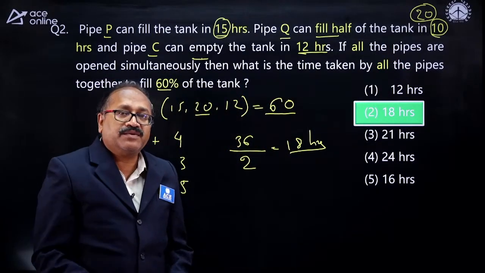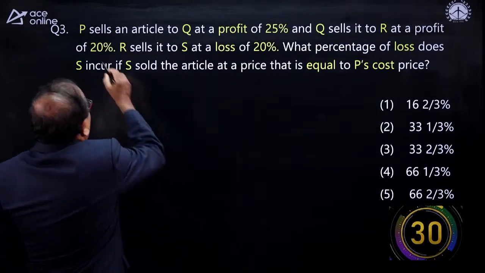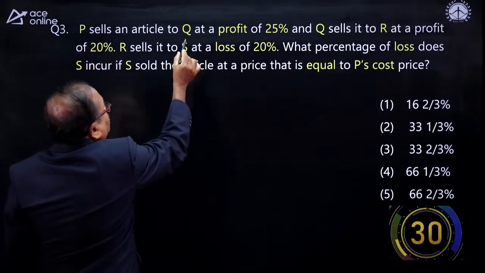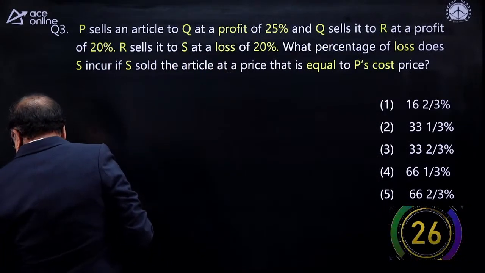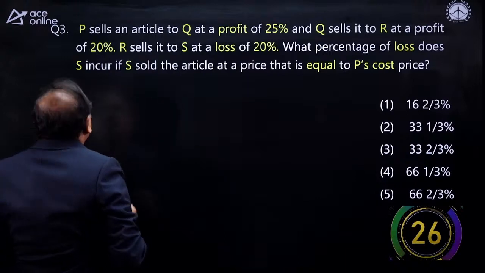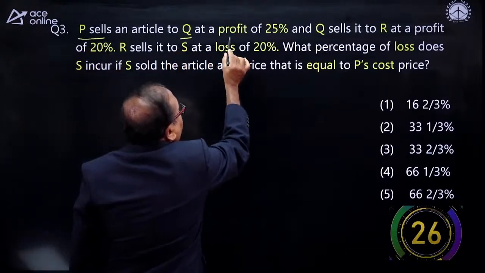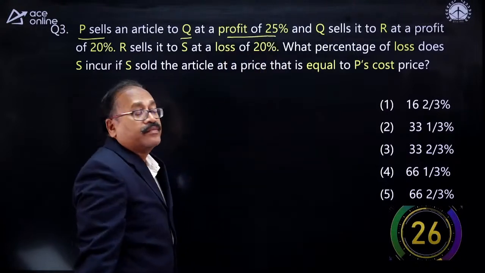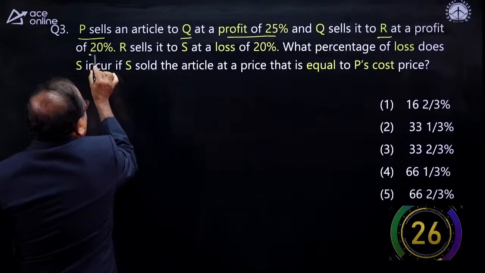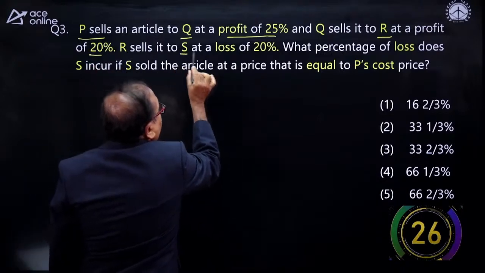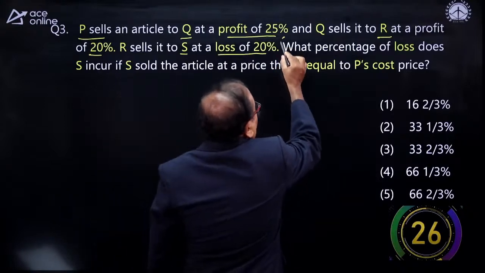Okay, let's everyone focus on the next question onwards. So here is your next question. P sells an article to Q. I don't know why the interface is changing. So P sells an article to Q at a profit of 25%. Q sells it to R at a profit of 20%, and R sells it to S at a loss of 20%.